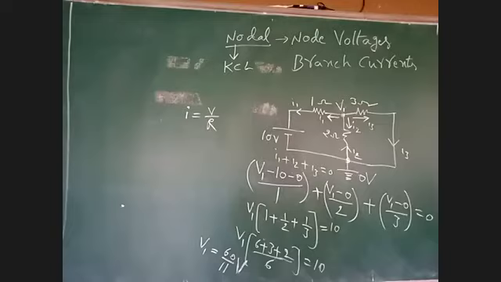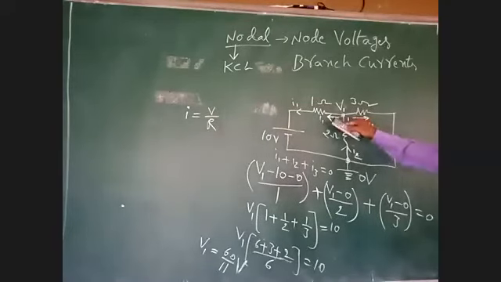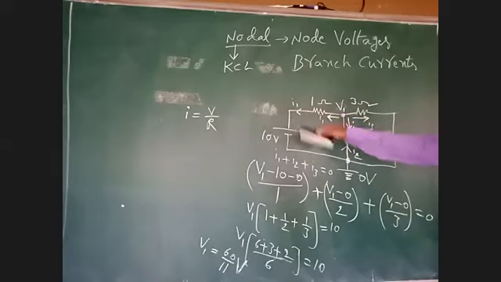The actual directions are just now written. But whatever directions you have taken, these are assumptions: I1, I2, I3. This is not the actual direction of current in the problem. Let us assume that they have given the actual directions, this one, I1, I2, and I3.